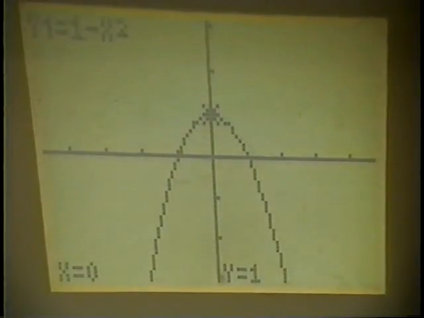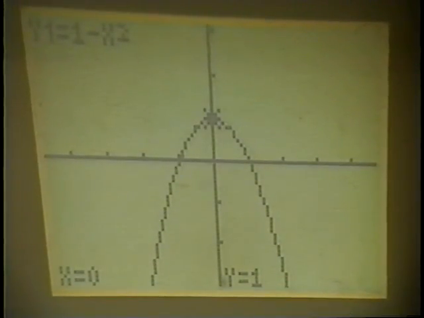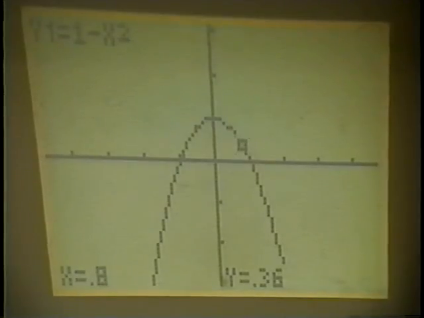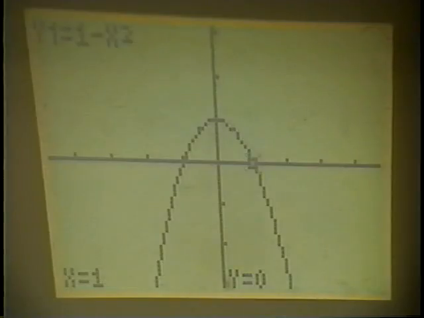And if I hit trace, it starts usually near the origin. Here it gives me x equals 0, y equals 1. If I move my cursor to the right, it's generating points on the curve, telling me what the curve is, y equals 1 minus x squared, and what the x and the y coordinates are as you go through. And I can go either left or right.